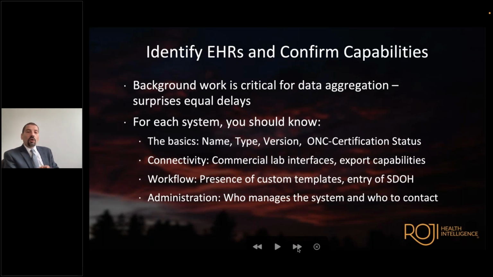You need to look at workflow. Are there custom templates? Is there entry of social determinant of health information? And then finally, who manages the system? Who do you contact if there is an issue? If you're examining the output of the files that you're getting from the EHR and they're not as you expect, where do you go?